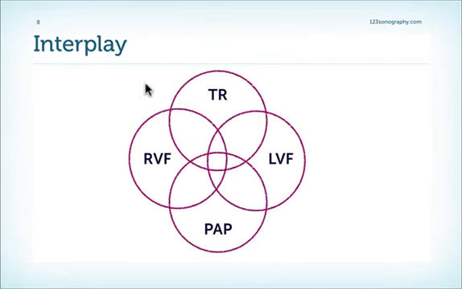And it's important to understand that there's a strong interplay between all these factors: tricuspid regurgitation, left heart problems or reduction in left ventricular function, pulmonary artery pressure, right heart problems, and right ventricular function. So, in reality, those patients who are right here in the middle, who have all these problems, are the ones who have the poorest prognosis.